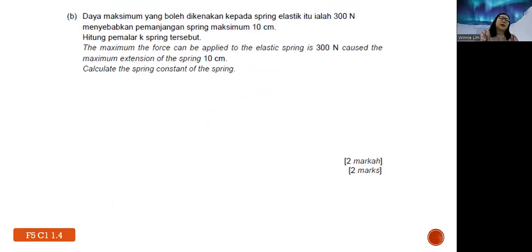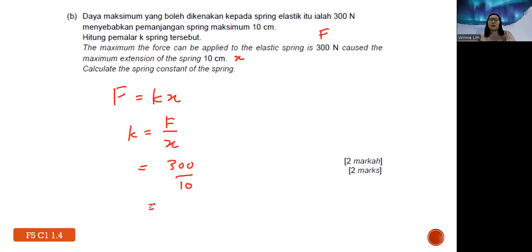Okay, moving on. The maximum force that can be applied to the elastic spring is 300 Newton, and the maximum extension is 10. So they want you to find the spring constant. Just now they also showed you the equation F equals Kx, where K is the spring constant. So K equals F over x. Now, if you want to directly substitute the values, no problem. The force is 300, the extension is 10, let's say you straight away write 300 over 10. But my concern is, what is your unit?